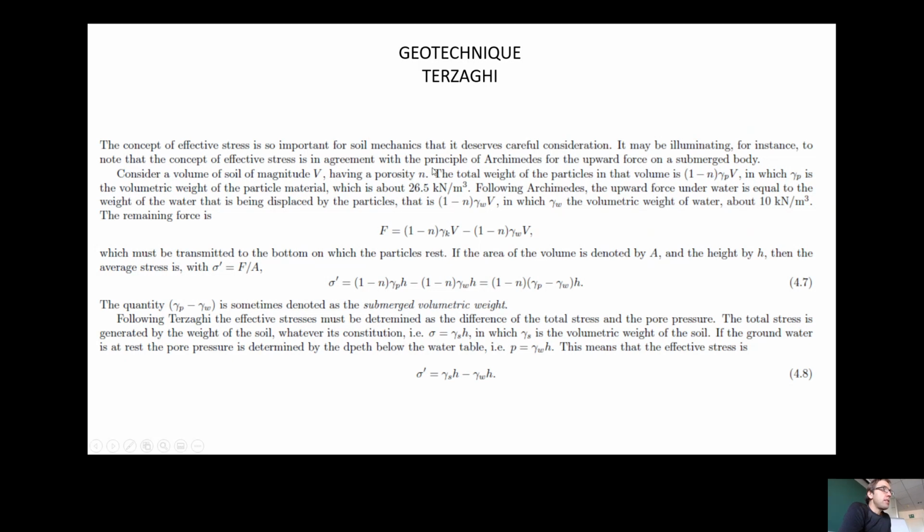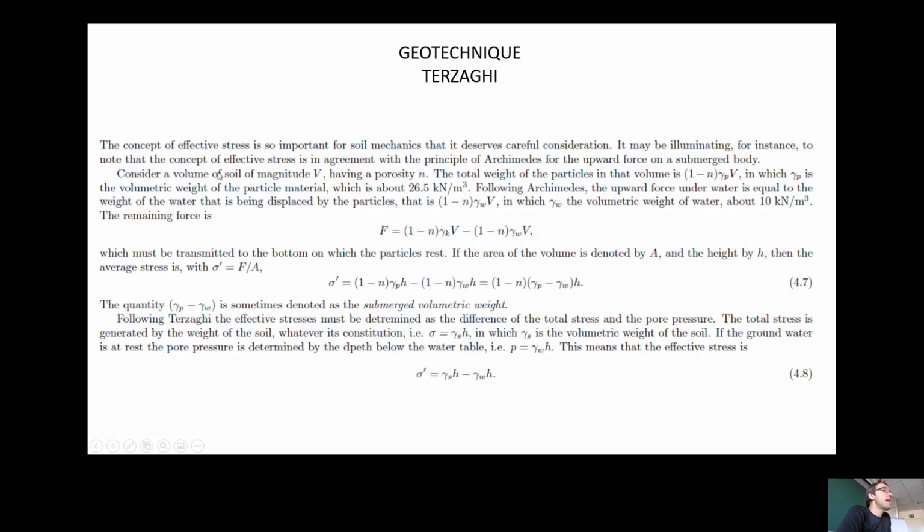If we want to say that it is roughly 25.5 kilonewtons per cubic meter, following Archimedes, the upward force underwater is equal to the weight of the water that is being displaced by the particle. So this, 1 minus n multiplied by gamma w per v, is relative to this, but of course gamma w is the volumetric weight of the water, which is around 10.